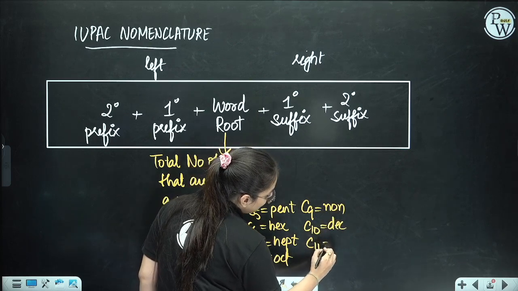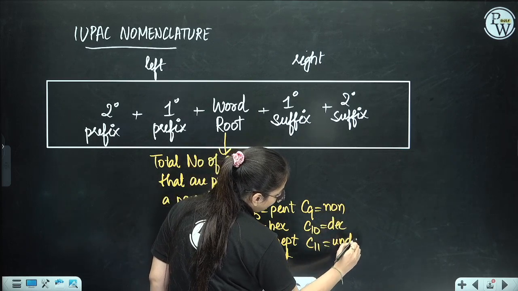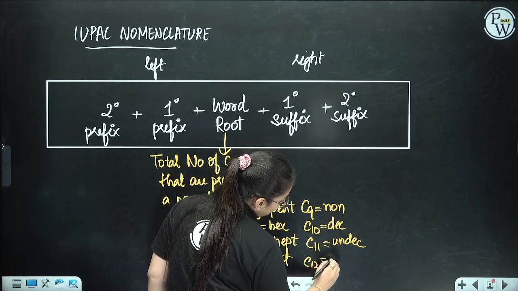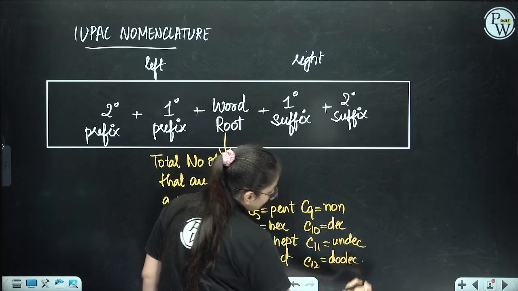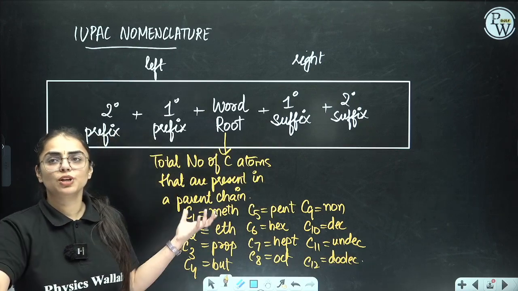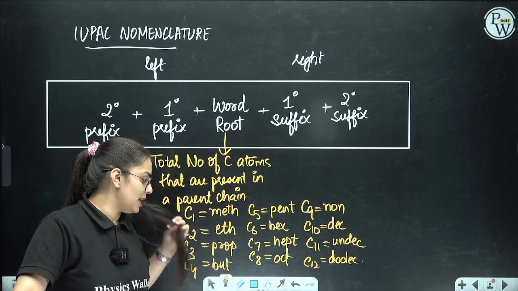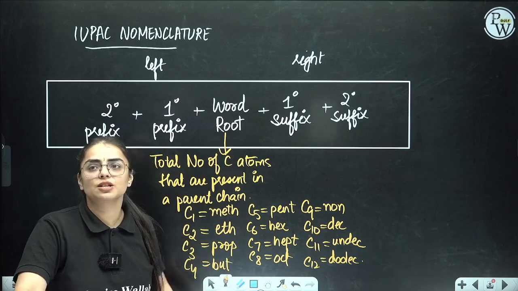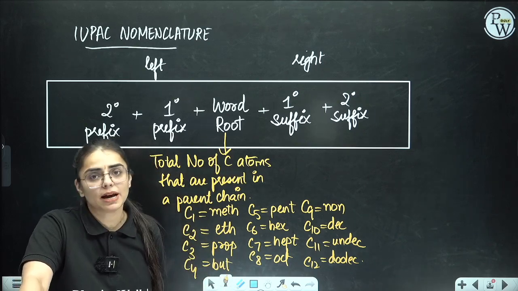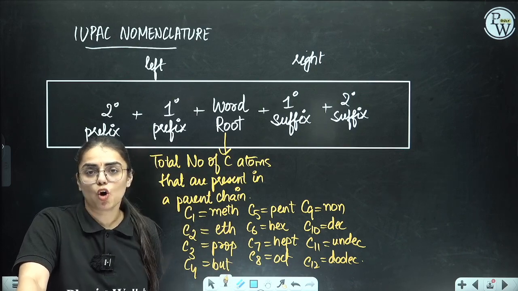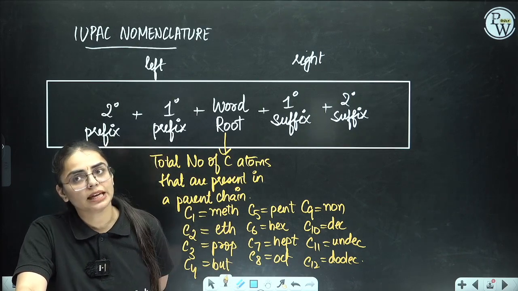If there are 11 carbon atoms, you are going to write undec, and for 12 carbon atoms, dodec. So I guess this is clear to you which word root to use. When there is 1 carbon atom in the parent chain, you will be writing meth. When it is 2, eth. When it is 3, prop. When it is 4, but. When it is 5, pent, hex, then hept, then oct, then non, then dec, then undec, and then dodec.